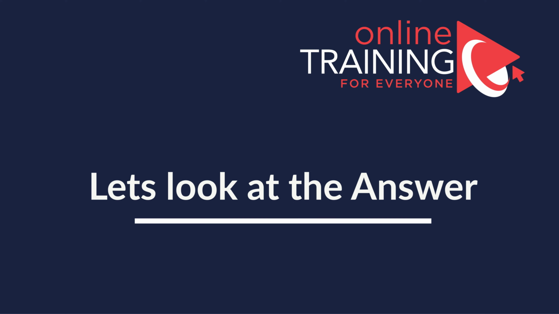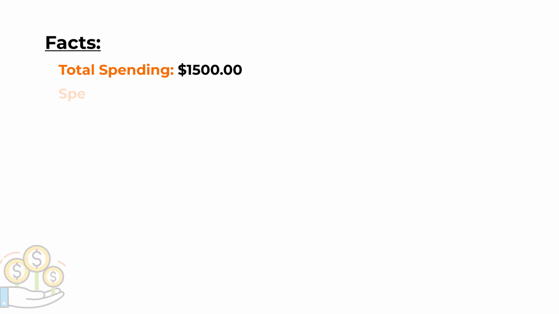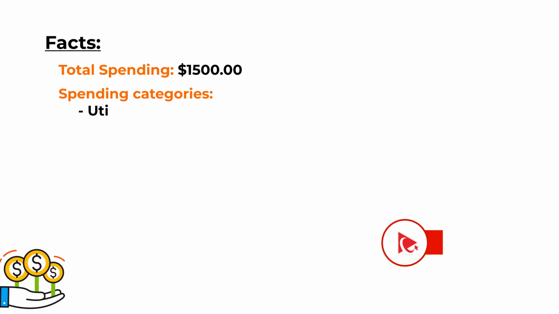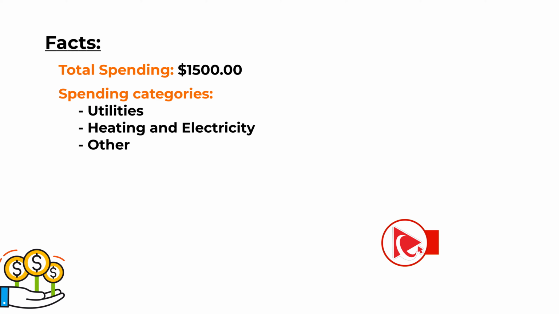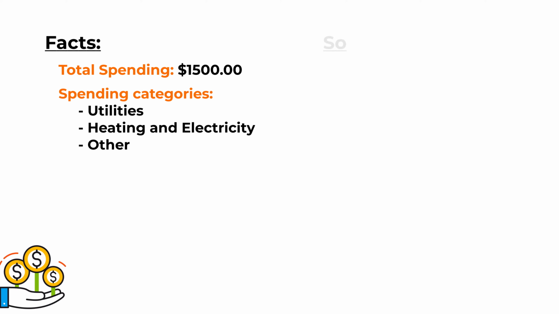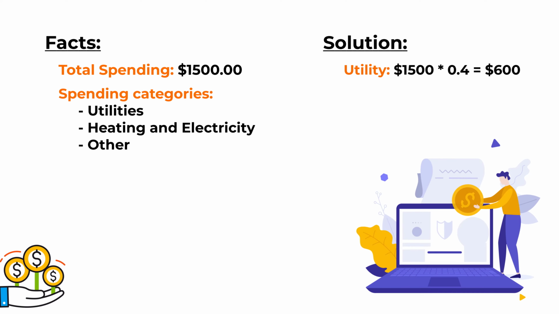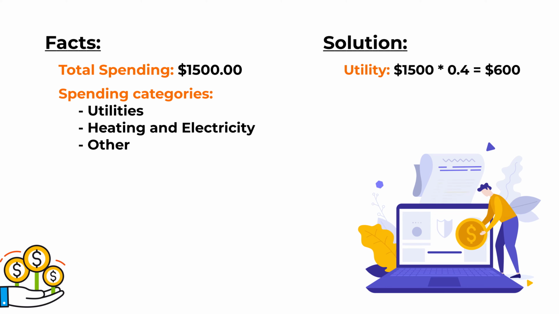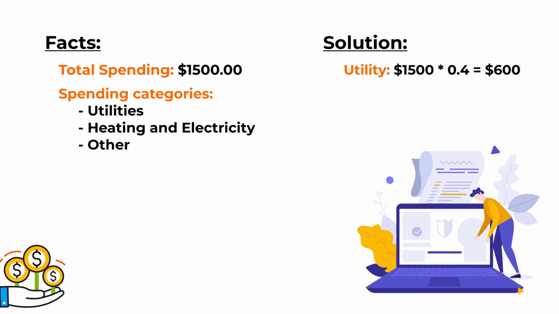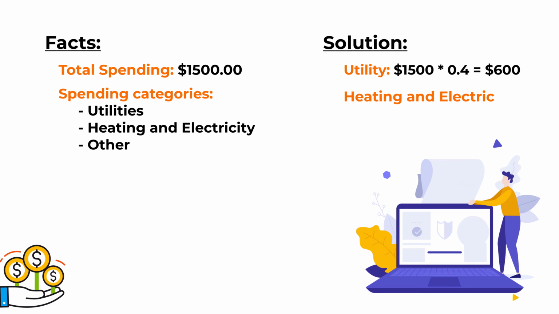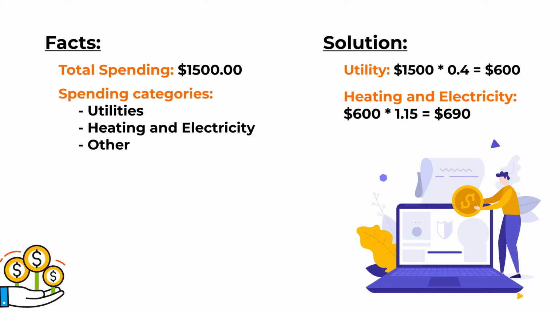Total spending is $1,500, and spending categories that we've learned about are utilities, heating and electricity, as well as others. Because there are 3 spending categories, let's calculate the values in each one based on the data that we have. To calculate the amount spent on utilities, we need to multiply 1,500 by 0.4, and the end result of this is $600.